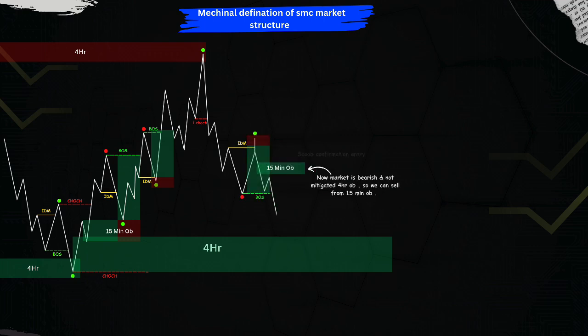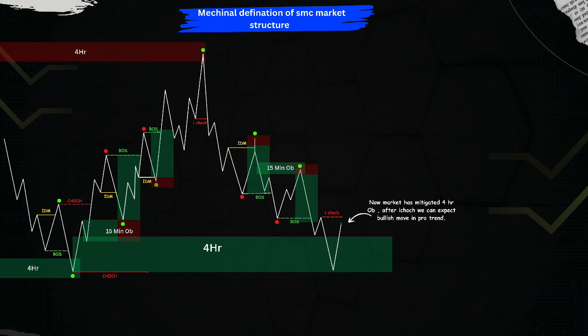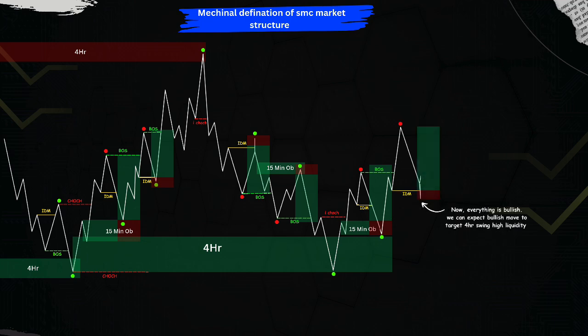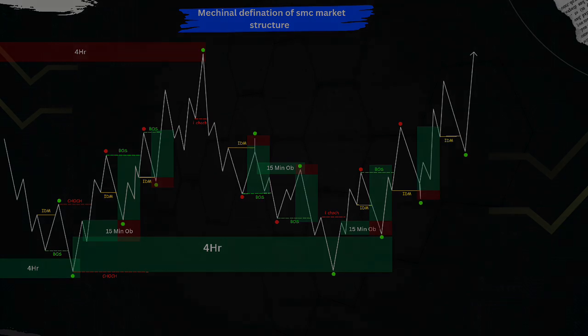Currently, the market is bearish and has not mitigated the 4-hour order block, so we can sell from the 15-minute order block. Now, the market has mitigated the 4-hour order block. After ICOC, we can expect a bullish move in the pro trend. After ICOC, both the 4-hour and 15-minute timeframes are bullish, so buying is a high probability setup. Now, everything is bullish, and we can expect a bullish move targeting the 4-hour swing high liquidity. That's how we can use SMC market structure to identify the most accurate market direction.